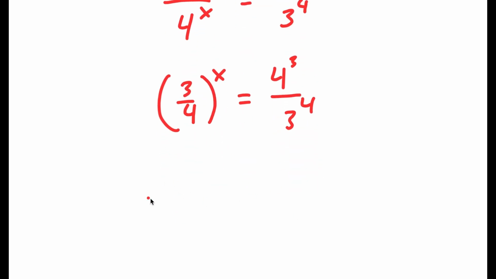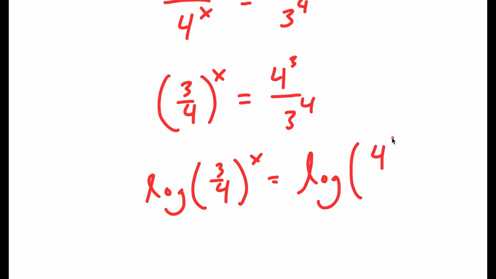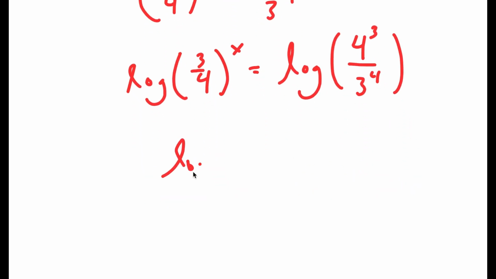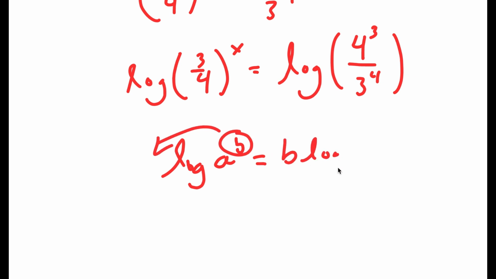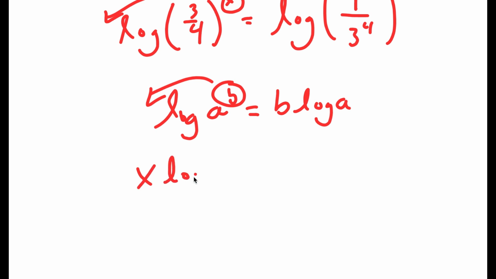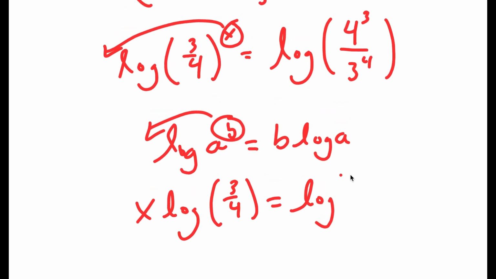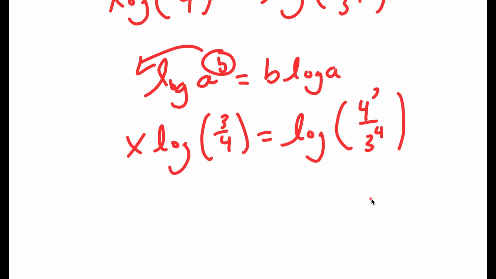And now I'm going to take the log on both sides. So I have log of (3 over 4) to the power of x is equal to log of 4 to the power of 3 over 3 to the power of 4. Now if I have something in the form log a to the power of b, I can move this exponent b to the front. So it's going to equal b times log a. So in this case, I have log of (3 over 4) to the power of x, and I can move x to the front. So I get x times log of 3 over 4 is equal to log of 4 to the power of 3 over 3 to the power of 4.